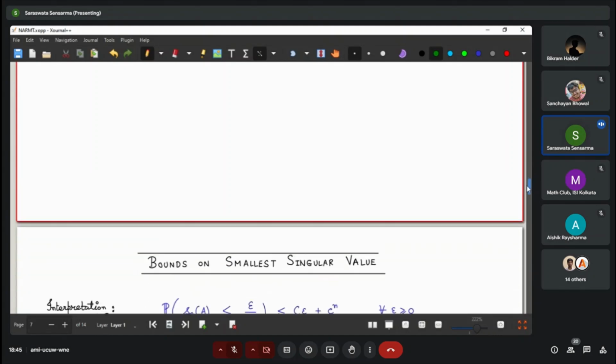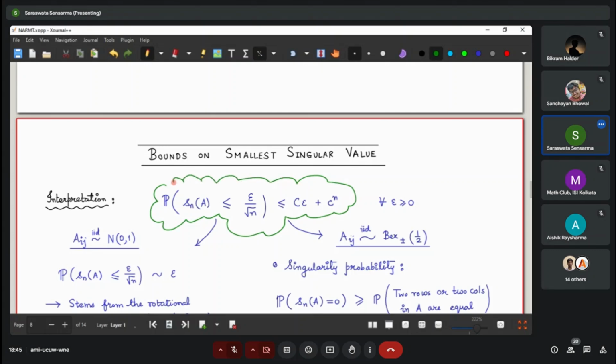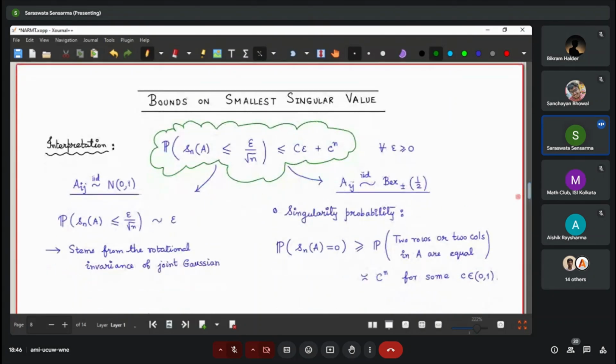And now we come to the second part of today's talk, which is how to bound the smallest singular value. Before we try to bound this smallest singular value, let's look at this formula itself. What is it trying to tell us? We have a linear term and an exponential term. What exactly do they mean? And this is where we'll get to those two prototypical examples that I wanted you to keep in mind. Let's say you have A_ij is IID normal 0, 1.